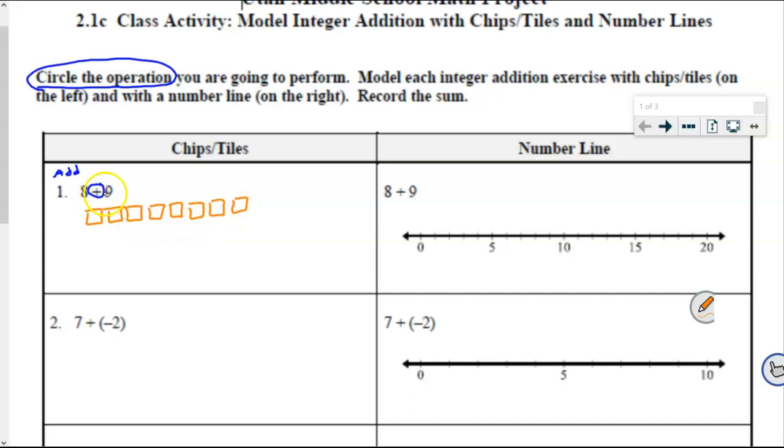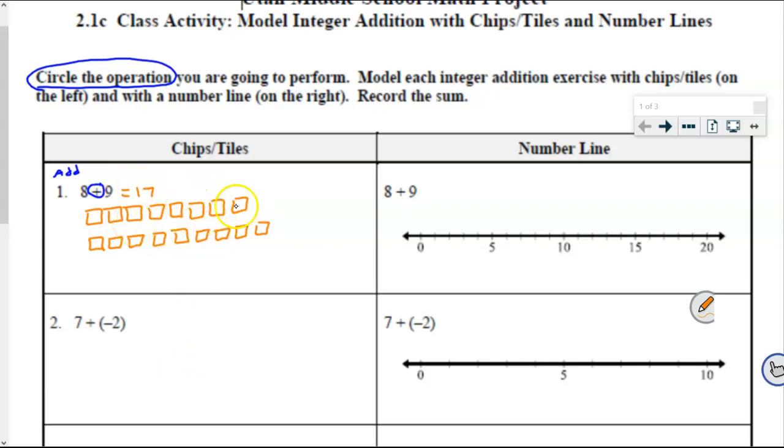And I am adding, combining it with 9. That's another positive number, so I'm going to draw 9 more. 1, 2, 3, 4, 5, 6, 7, 8, and 9. That was just like what we did last time. So nice and easy. When we add them all up together, we can count them all. 1, 2, 3, 4, 5, 6, 7, 8, 9, 10, 11, 12, 13, 14, 15, 16, 17. So 8 plus 9 is equal to positive 17.